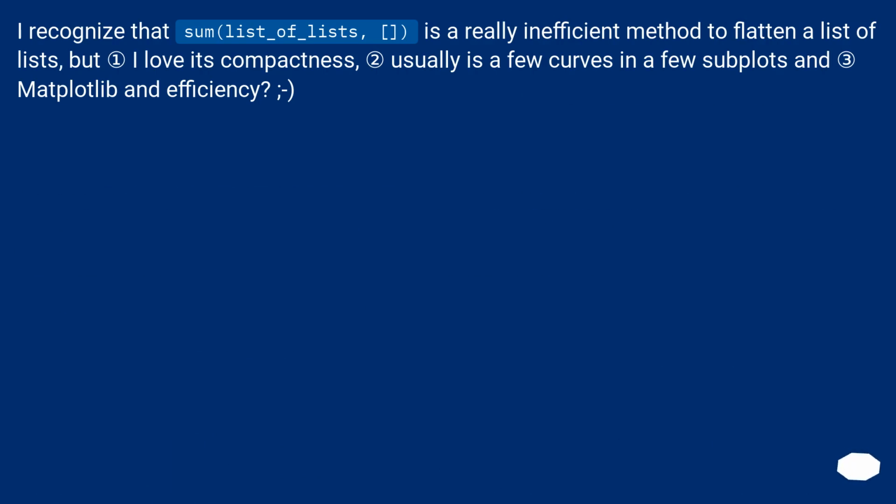I recognize that sum(list_of_lists) is a really inefficient method to flatten a list of lists, but I love its compactness. 2, usually it is a few curves and a few subplots, and 3, matplotlib and efficiency? Smile.